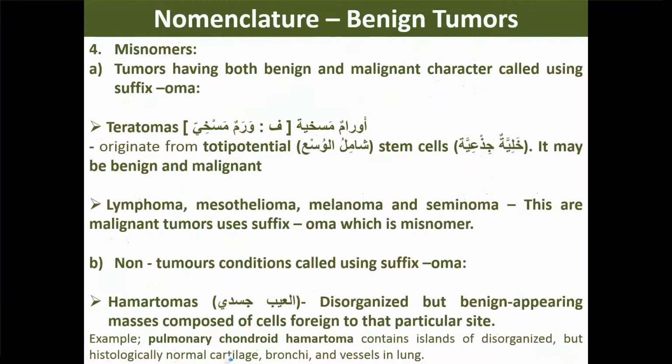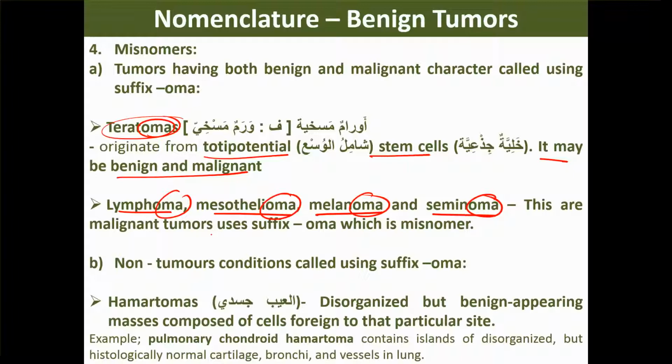Now coming to the misnomers. Misnomers are tumors that are not benign, but the terminology looks benign. For example, teratoma is a tumor that comes from totipotent stem cells. It may be malignant or benign. They have benign-like nomenclature ending in oma, but they could be malignant. And there are some tumors, for example lymphoma, mesothelioma, melanoma and seminoma, that all have oma at the end, but remember they are not benign, they are malignant tumors.